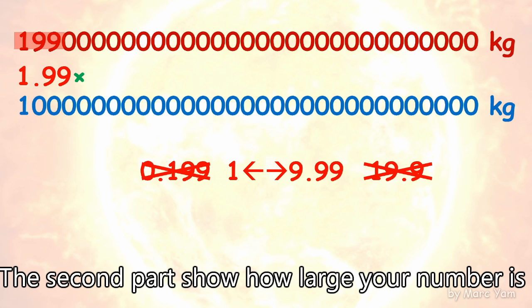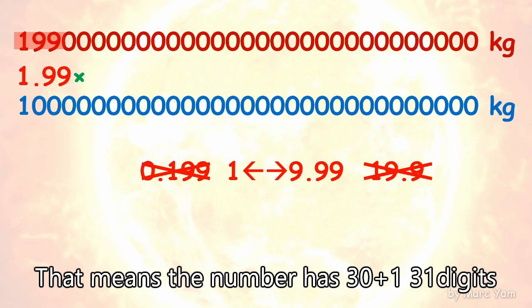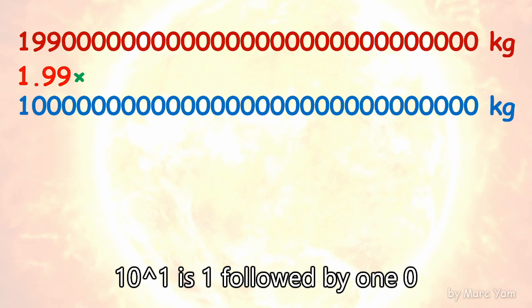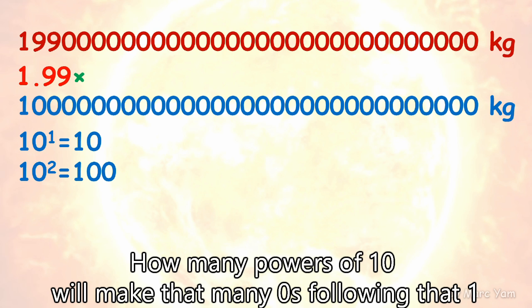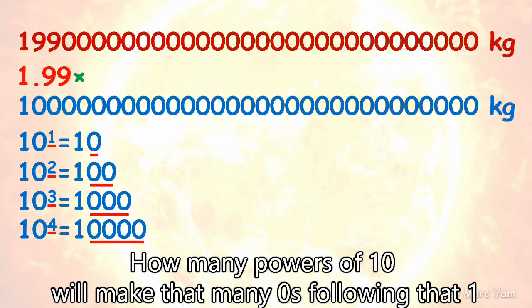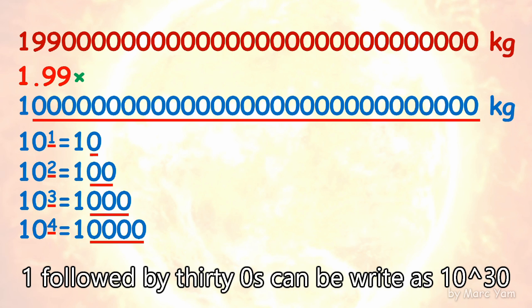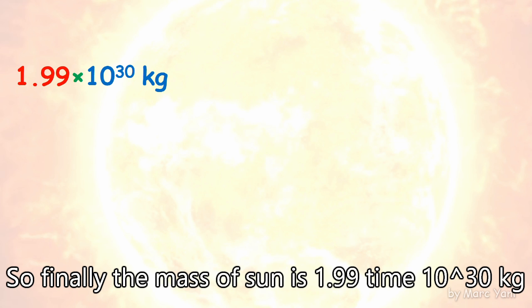The second part shows how large your number is. You can see here 1 is followed by 30 zeros. That means the number has 30 plus 1, 31 digits. Now, this part can be simplified. 10 to the power 1 is 1 followed by 1 zero. 10 to the power 2 is 1 followed by 2 zeros. By this logic, how many power of 10 will make that many zeros following that one? Back to the example, 1 followed by 30 zeros can be written as 10 to the power of 30. So finally, the mass of the sun is 1.99 times 10 to the power 30 kilograms.